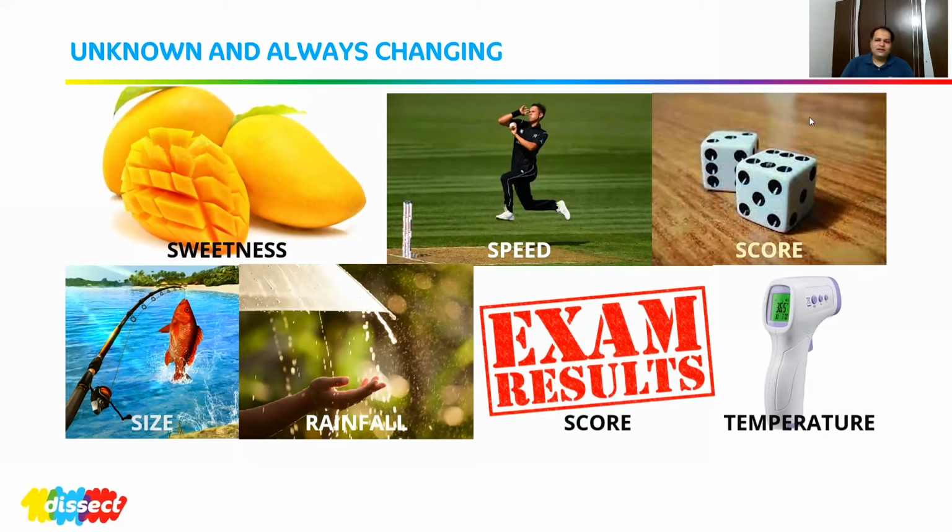The same is the case with the score on a dice. At every throw, the score would keep changing. And before the throw is made, before the dice hits the board, you cannot tell what is going to be the score. If you're going to go fishing, the size of the fish is a variable. It keeps on changing. And before you catch the fish, you will never know what is the size of the fish that you're going to catch.